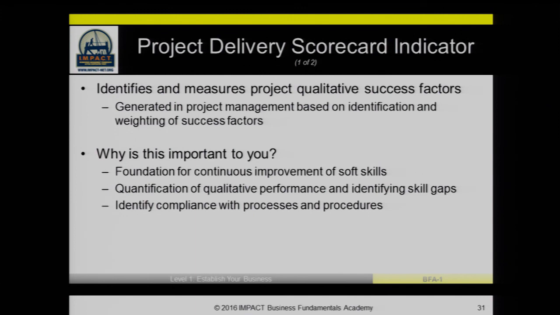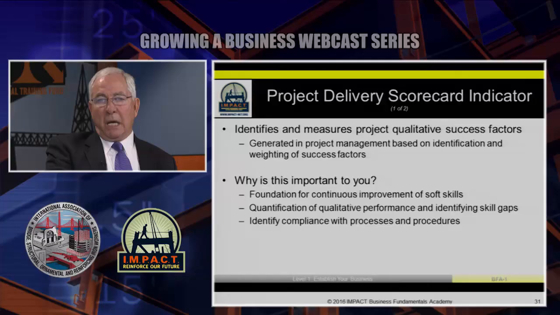And then the final one that we want to talk about, which is just a more subjective measure, which is project delivery scorecard indicator. And what this does is it measures some qualitative success factors on projects. And it's generated in the project management process based on the identification of weighting factors, success factors. And why this is important is the foundation for continuous improvement of soft skills. It helps qualification and quantification of project skill gaps, if we've got any, and identifies compliance with processes and procedures.